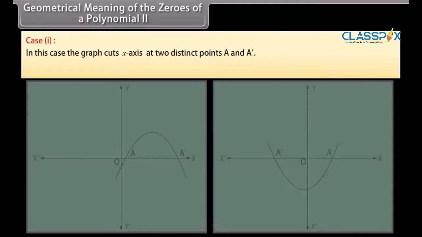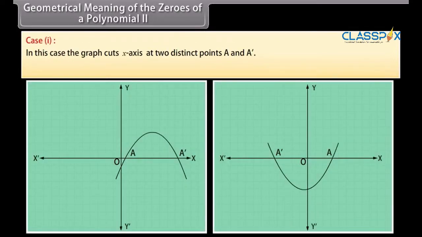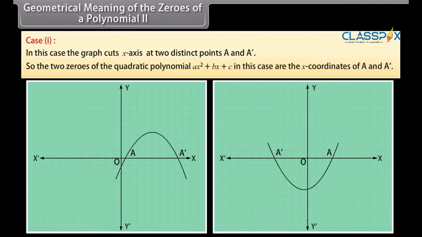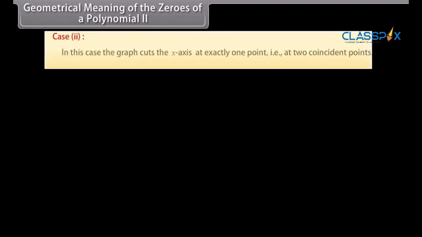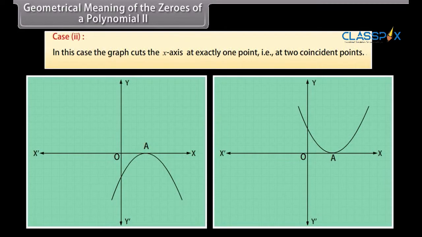Case 1. In this case, the graph cuts x-axis at 2 distinct points A and A bar. So the 2 zeros of the quadratic polynomial ax square plus bx plus c in this case are the x-coordinates of A and A bar. Case 2. In this case, the graph cuts the x-axis at exactly one point, that is, at 2 coincident points. The 2 points A and A bar of case 1 coincide here to become one point A.